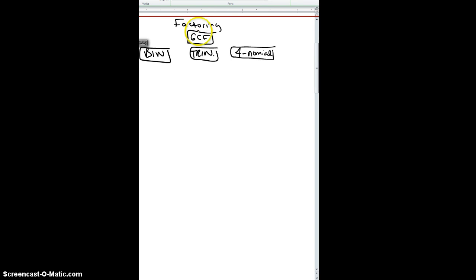So when factoring, remember, always take out the GCF no matter what. Even if it's a trinomial or four-nomial, try to do that first. But then you need to know how to think about these. So factoring, you're just unmultiplying.